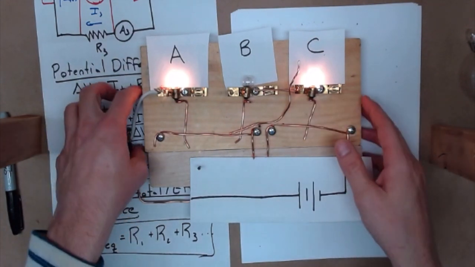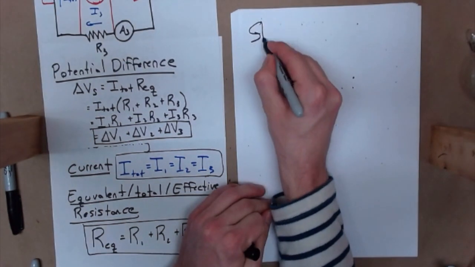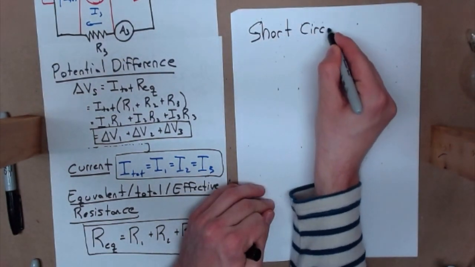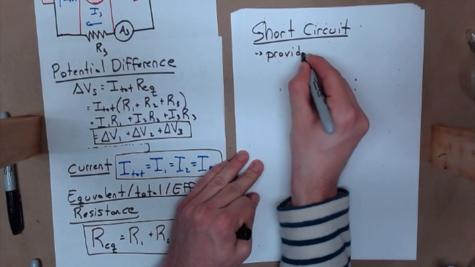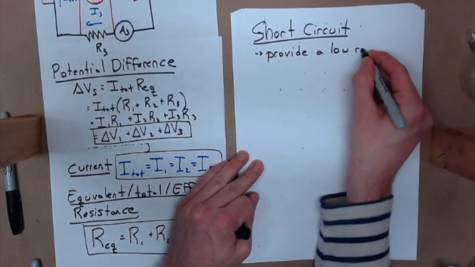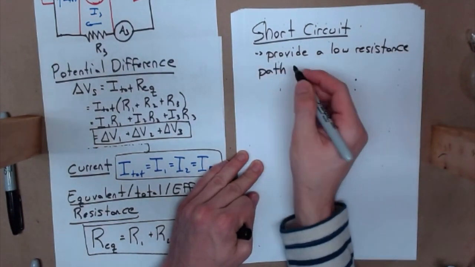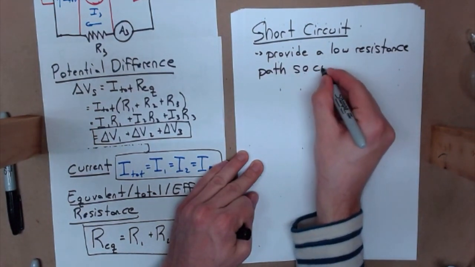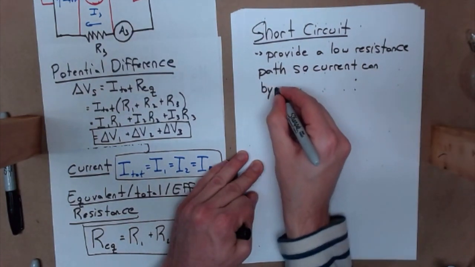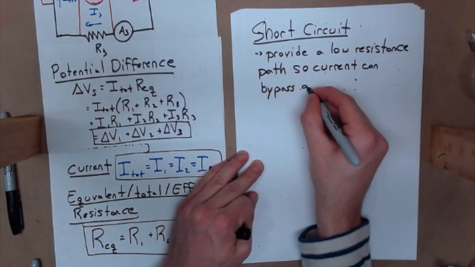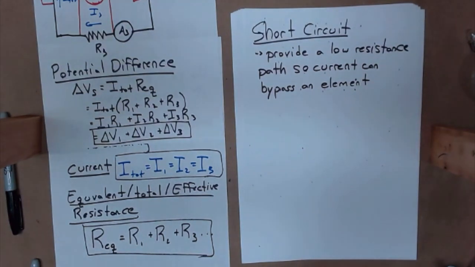This you've heard of before. This is what's called an electrical short circuit, or a short circuit. This is when we provide a low resistance path so current can bypass an element in your circuit.